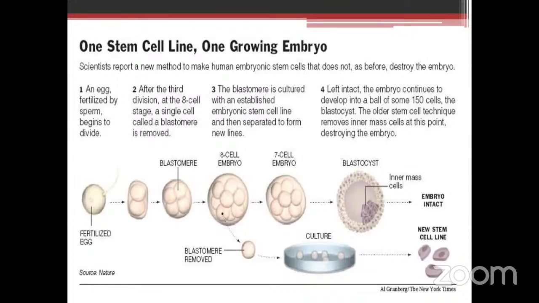Then here you can see, left intact, the embryo continues to develop into a ball of some 150 cells, which will form a blastocyst. The older stem cell technique removes the inner cell mass at this point, destroying the embryo. But here we are just removing one cell and culturing it by co-culturing it with the stem cell. So this is how we can culture the embryonic stem cells without destroying the embryo.